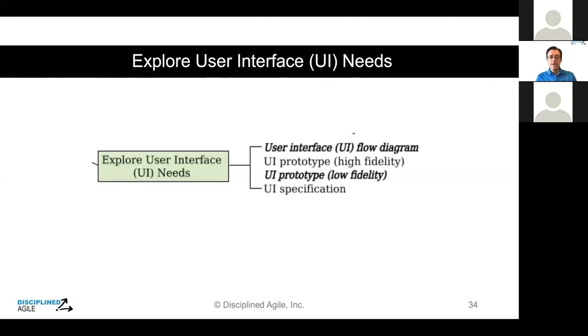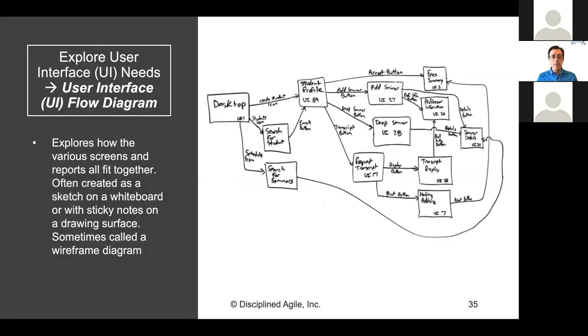And then the user interface. How do we explore the user interface to make sure we're on the same page? Pretty standard stuff. Prototyping. It can be manual prototyping. It can be using a tool. It can be low fidelity. It can be high fidelity. I'll show you a couple examples here.